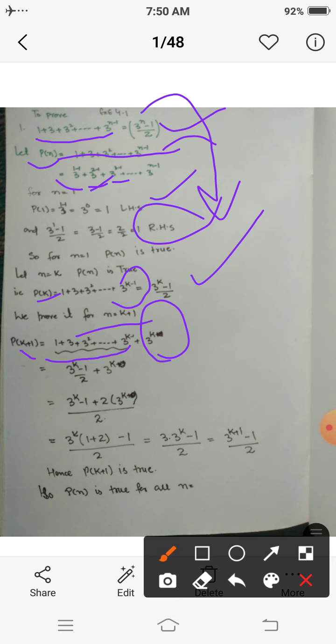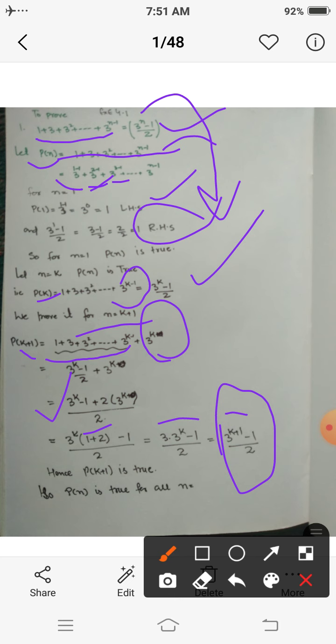Now by cross multiplication it is (3^k minus 1 plus 2 into 3^k) upon 2. Taking 3^k common, it is 3^k into (1 plus 2) minus 1 upon 2. Now 1 plus 2 is 3. Now 3 into 3^k, when bases are same, powers are added, it is (3^(k+1) minus 1) upon 2. Here P(n) is (3^n minus 1) upon 2. But here we proved that P(k+1) is (3^(k+1) minus 1) upon 2. So this means that the given statement is also true for k plus 1.